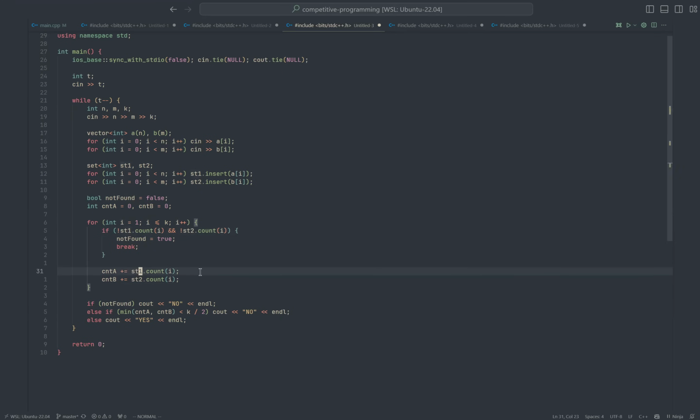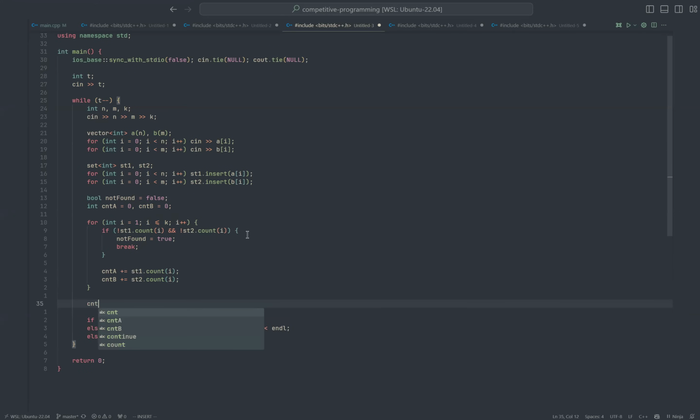And here this dot count function actually returns me either 0 or 1 because I'm having a set. So the count would be either 0 or 1. I'm just adding it up. So it will just increase by 1 in case i is present in the array A. Otherwise, it will not increase. And similarly for array B. So eventually what will happen is at the end of the loop, count A will tell me the number of integers from 1 to k which are present in the array A.